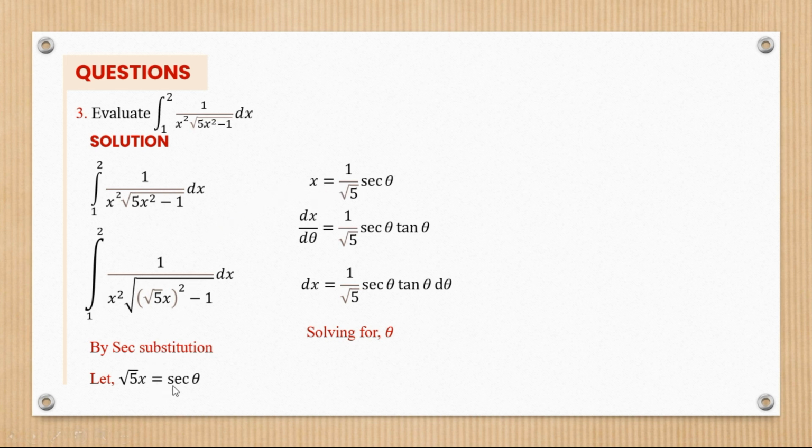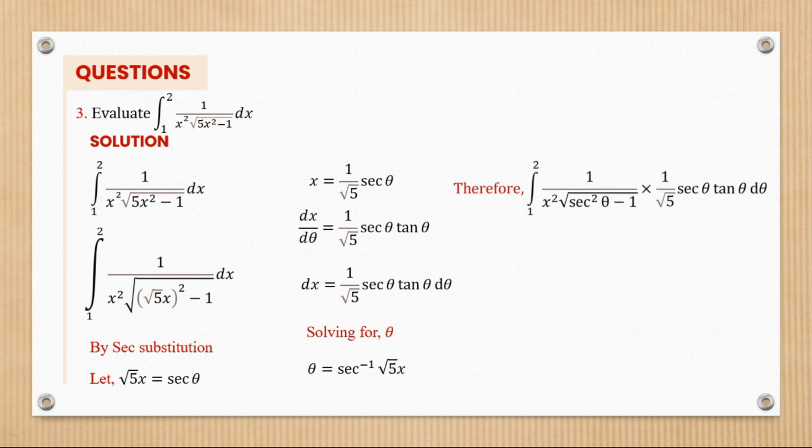So if I'm to solve for theta, let's use this. I can actually say that theta shall be equal to sec inverse of root of 5x. So now, therefore our integral becomes this. Wherever there is dx, I'm going to put in this, so I'll have this times that. Now how about this x squared here? Now we need to find a way of substituting for it.